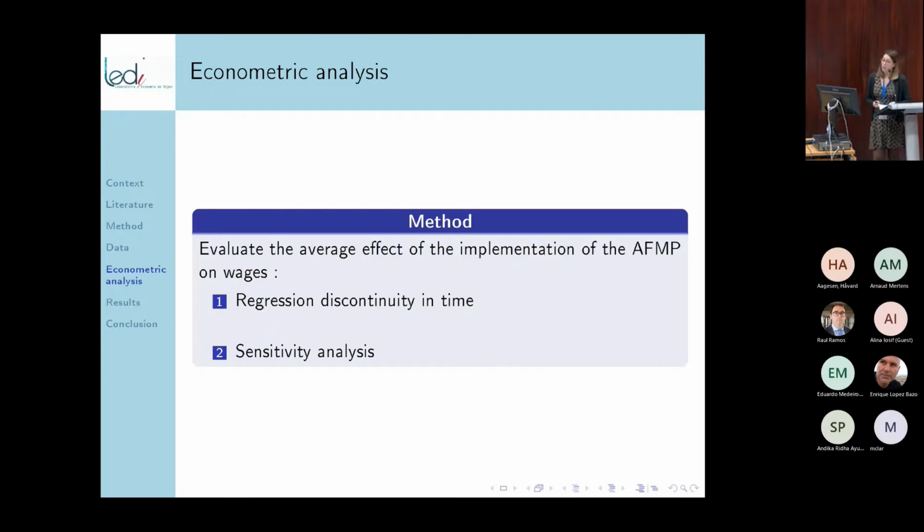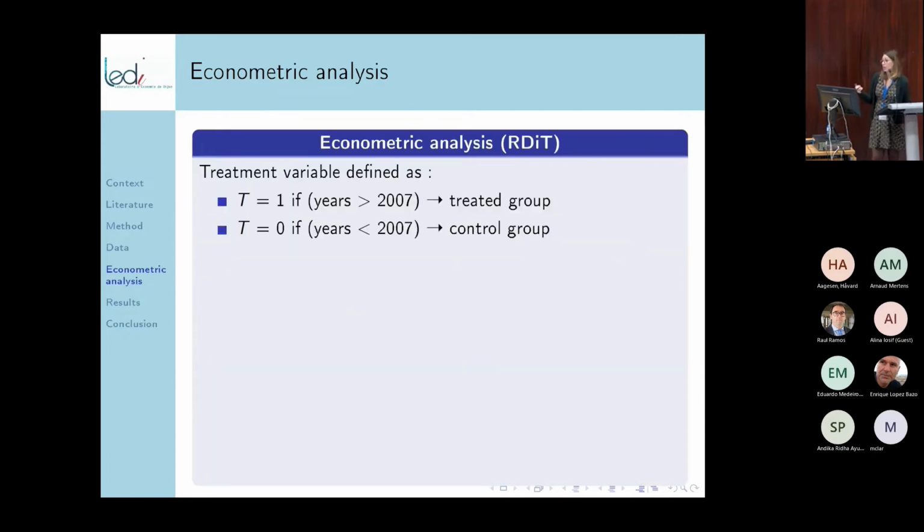To evaluate the average effect of the implementation of the IFMP on wages, I use a regression discontinuity in time, and to explore the impact of the IFMP, I propose a sensitivity analysis. In my database, data are only filed by years and not by months. Therefore, I choose to exclude the year 2007 from my sample to have only treated and untreated individuals and firms. My treatment variable is defined as T equal to 1 if individuals and firms are observed after 2007, so this is my treated group, and T equal to 0 if they are observed before 2007, and this is my control group.